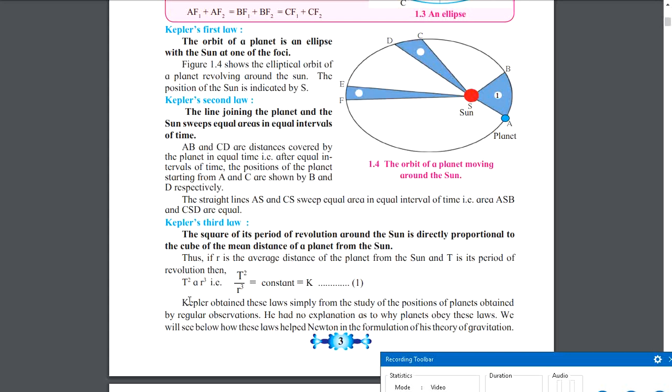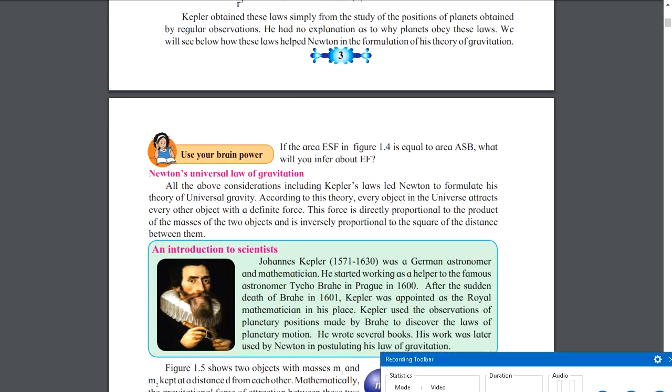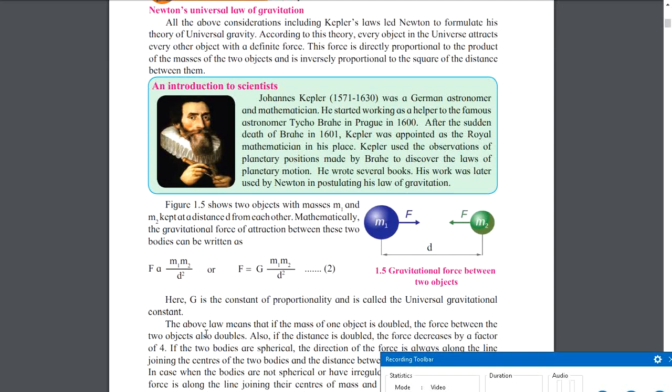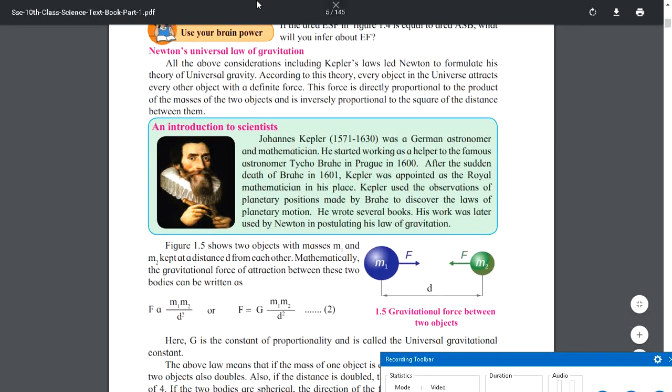Now Kepler obtained this law simply from the study of positions of planets obtained by regular observation. He had no explanation as to why planets obey this law. We will see below how these laws helped Newton in the formulation of his theory of gravitation. So here comes Newton's universal law of gravitation, which is very important to understand. All the above considerations, including Kepler's laws, led Newton to formulate his theory of universal gravity.